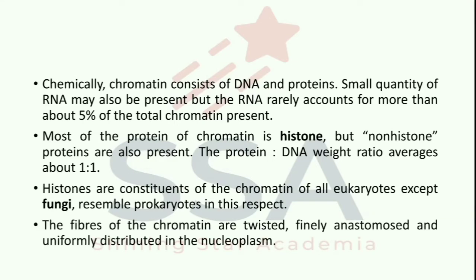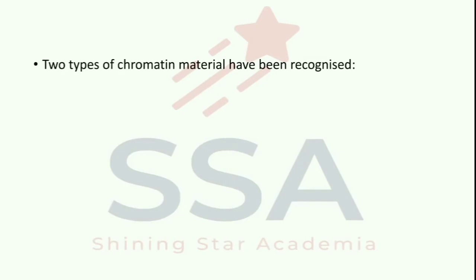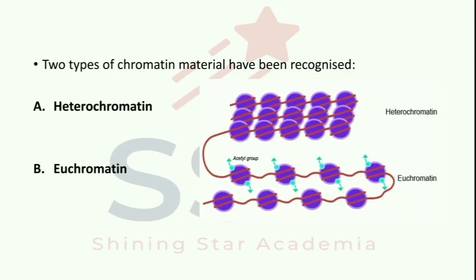The fibers of the chromatin are twisted, finely anastomosed and uniformly distributed in the nucleoplasm. Two types of chromatin material have been recognized. First is heterochromatin and second is euchromatin. So let's first talk about heterochromatin.